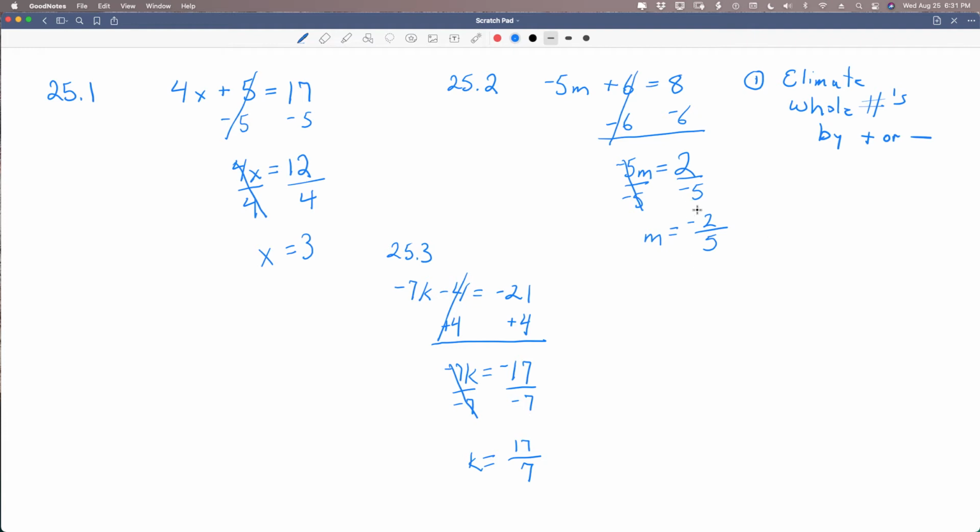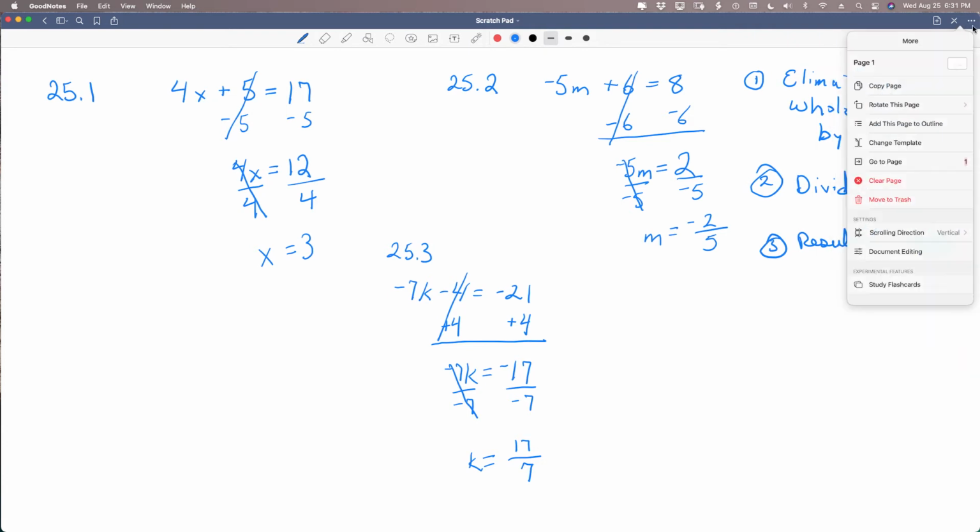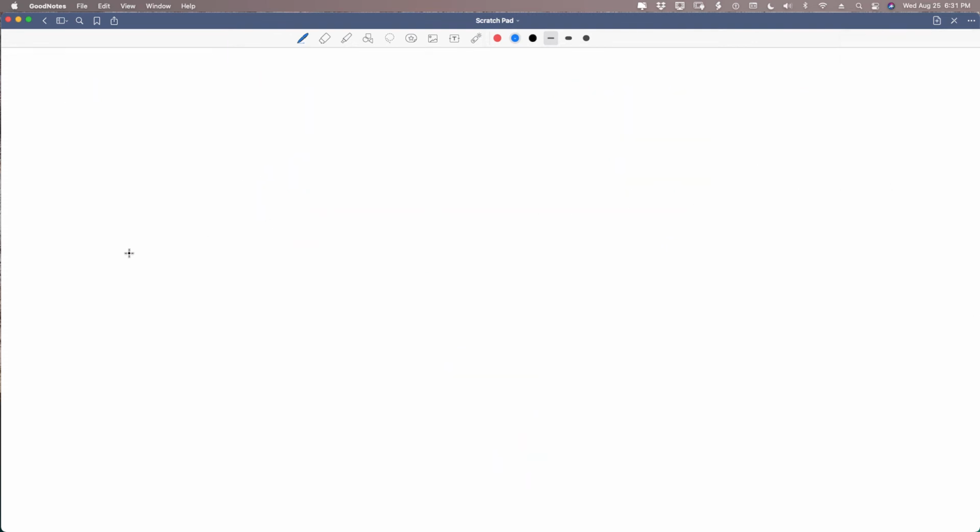Okay. Then once you get it down to a factor with a variable and a whole number, then you divide. Okay, and then you have your result. And you can possibly simplify that result. All right. Those are your steps for these simple equations. Let's clear the page and move on. 25.4.